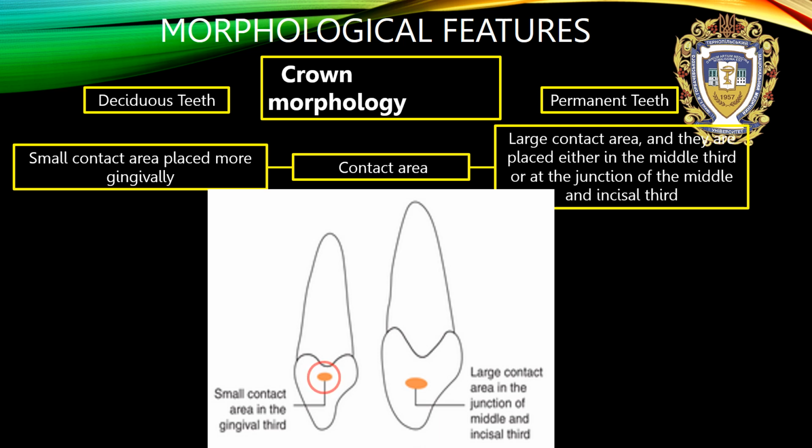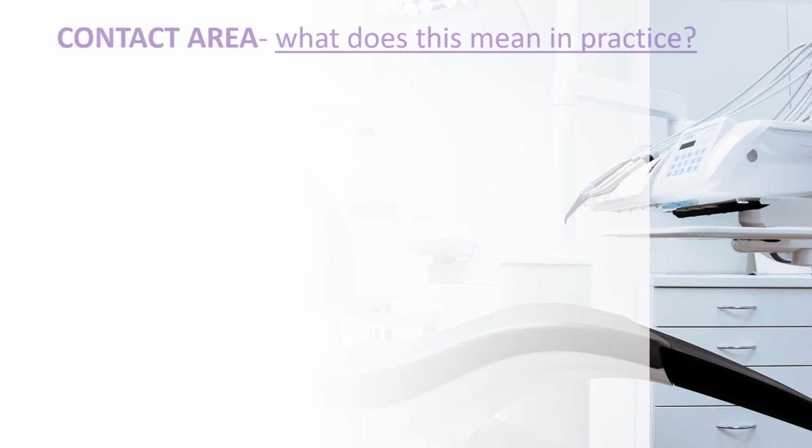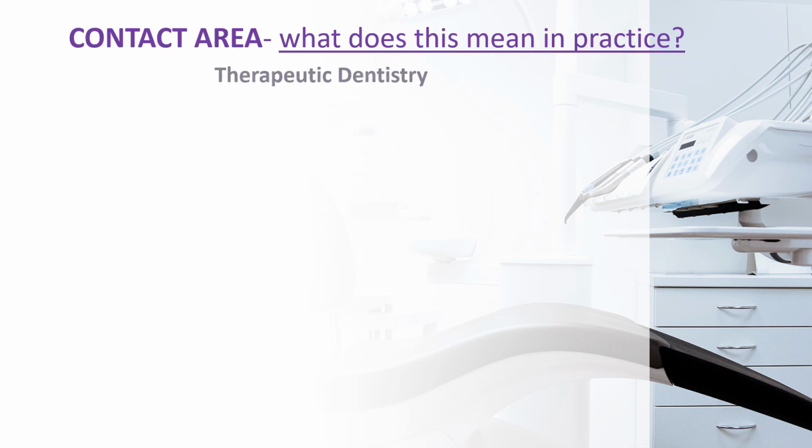Schematically, temporary teeth have a small contact area in the gingival third. Permanent teeth have a large contact area at the junction of the middle and incisal third. What does it mean in practice? Features of contact area in therapeutic dentistry.